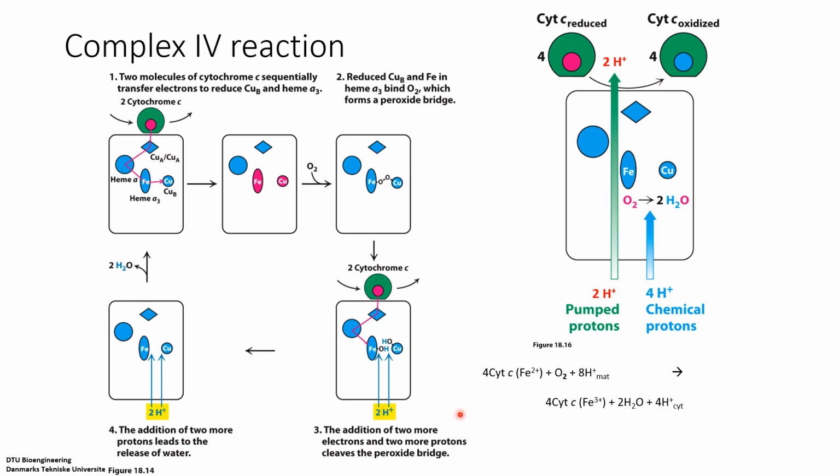The overall net reaction is that we get four cytochrome C reacting for one oxygen. We have 8 matrix protons that are then released, and 4 of those protons are released into the cytosol, whereas the other protons are sitting here in the water molecules. So this is the final complex in the electron transport chain, and shows that we have now transported a lot of protons. We created a proton gradient, and we'll come into that in the next video.